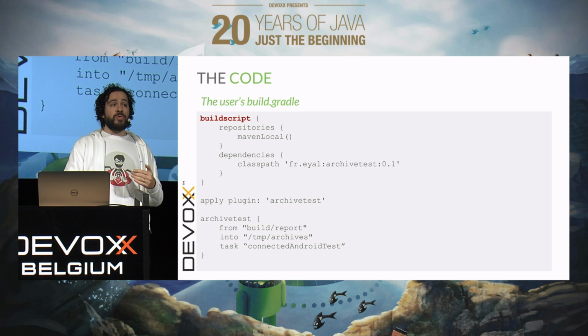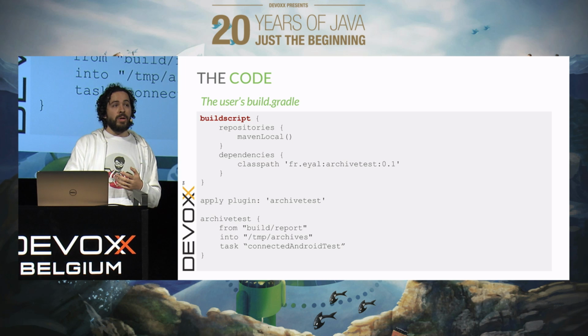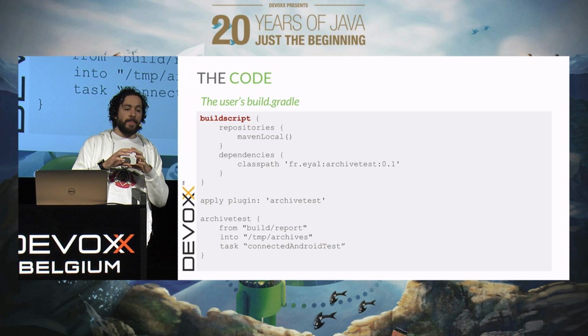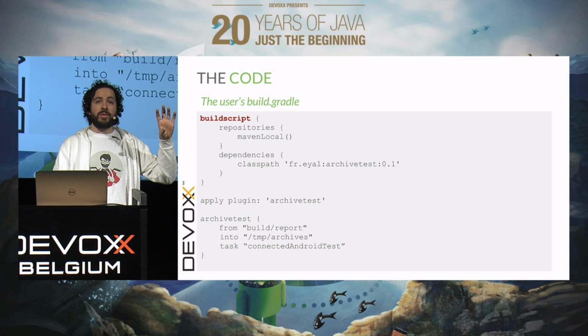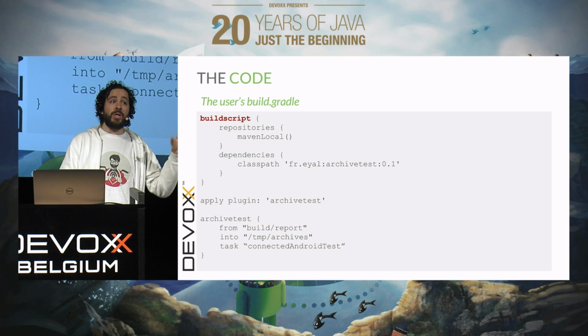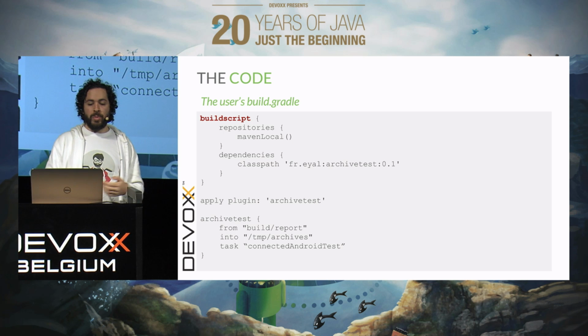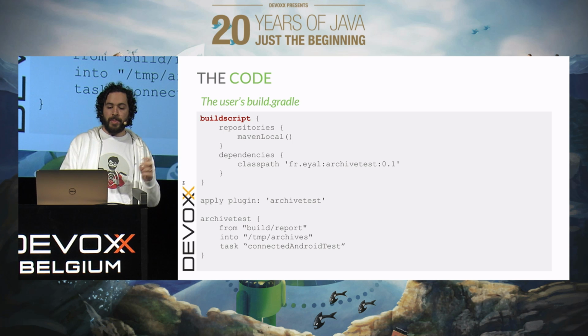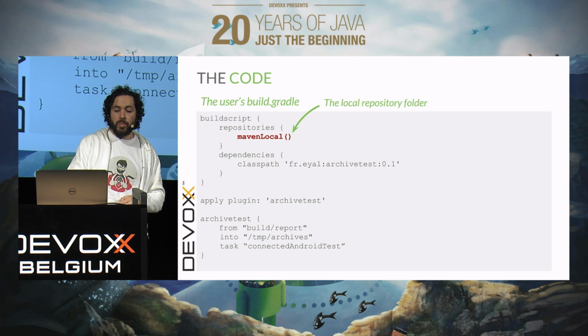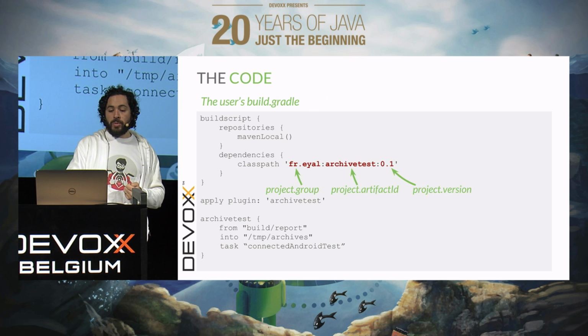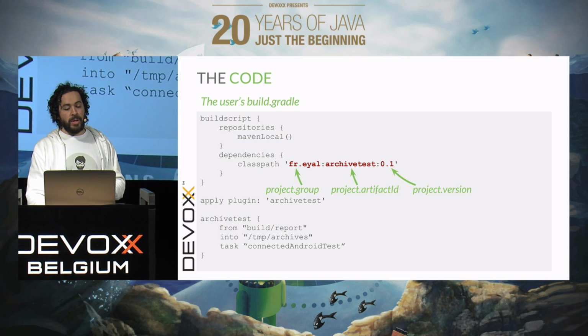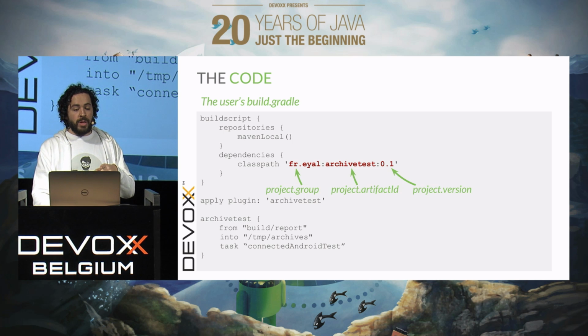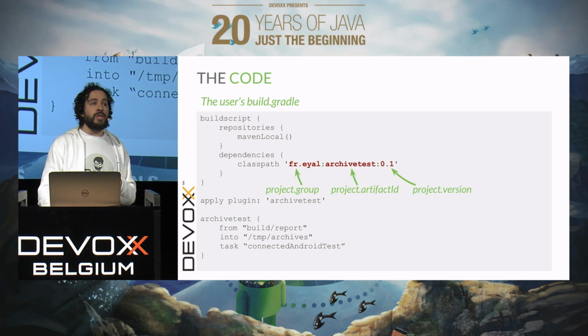Now our plugin is supposed to run on the build script because we are not deploying our project when we are using our plugin. We are running tests, so we have to add this plugin in a build script dependency. We deployed it on Maven local, as you've seen with the Maven publish project, and we add this dependency. So that is the way the dependency is built.